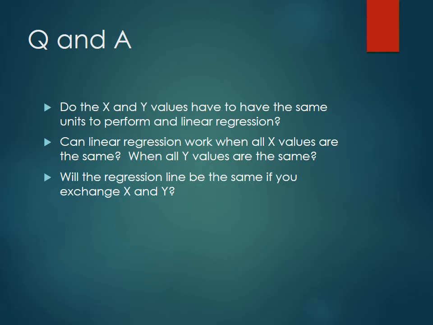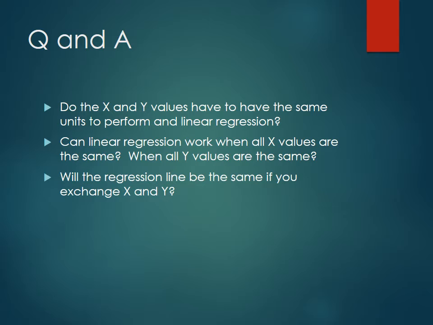Okay. So going into the questions and answers for this section. Do the x and y values have to have the same units to perform a linear regression? No, right? We said they can have different variables, different units, especially when you're doing multivariable regressions. It's no problem. Can linear regression work when all the x values are the same?